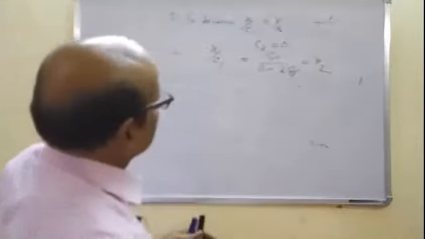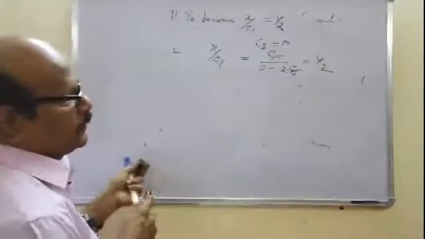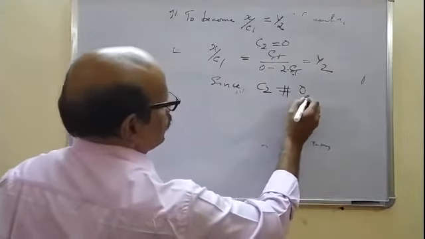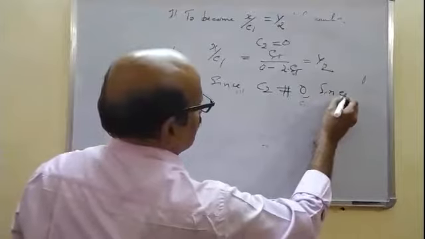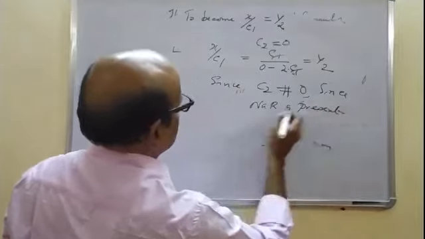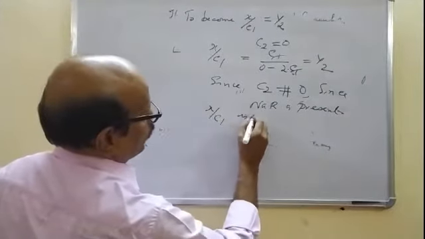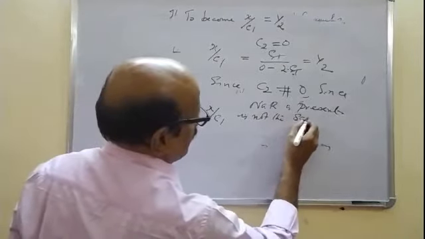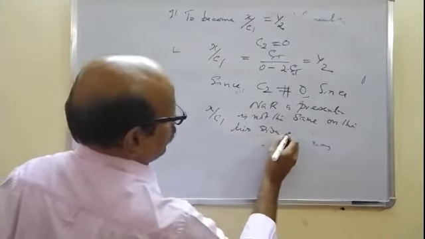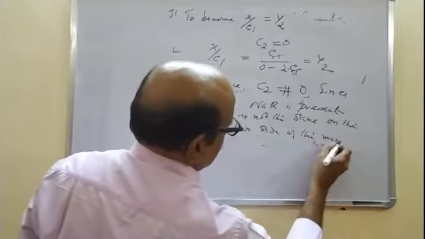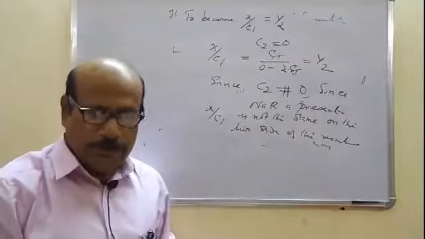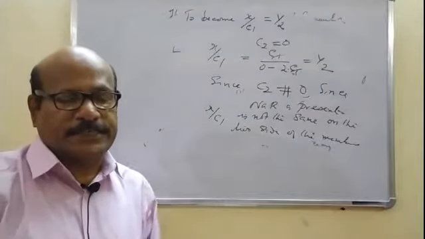Therefore, what is this condition? That x by C1 should not be half. Since C2 is not equal to 0, since NaR is present, x by C1 is not the same on the two sides of the membrane. The concentration x by C1 will not be the same on both sides. There is no equal concentration of NaCl on both sides of the membrane.